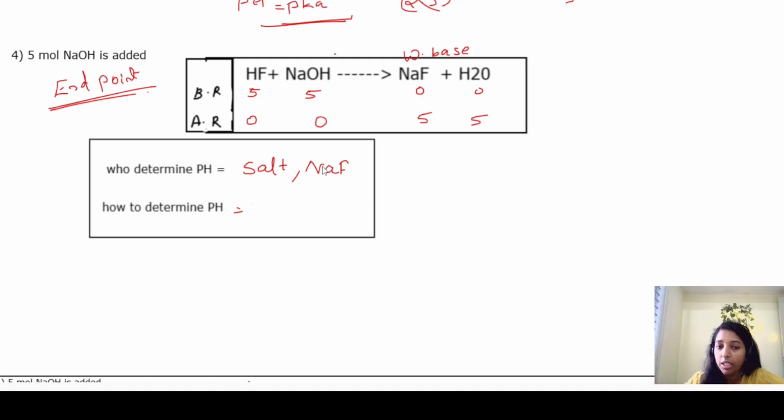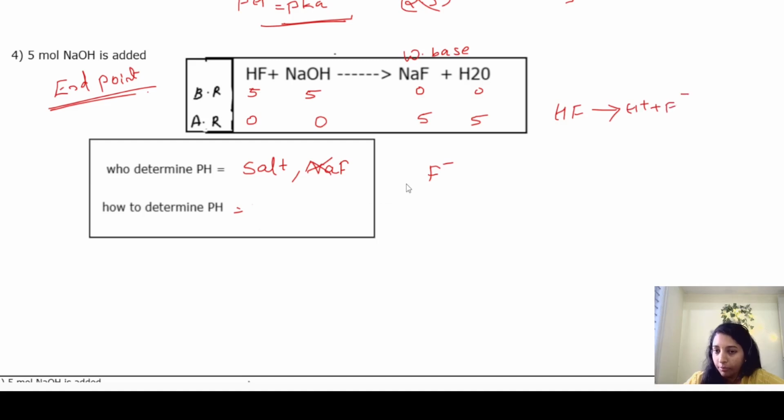NaF, again I'm telling you, Na you can omit. Why? Because Na plus is negligible, it's a neutral ion. So F minus is the factor. F minus is causing the weak basic character. So what is the F minus reaction? See, the problem is, if it's a weak acid like HF, what is the acid dissociation equation? You can simply write H plus and F minus.